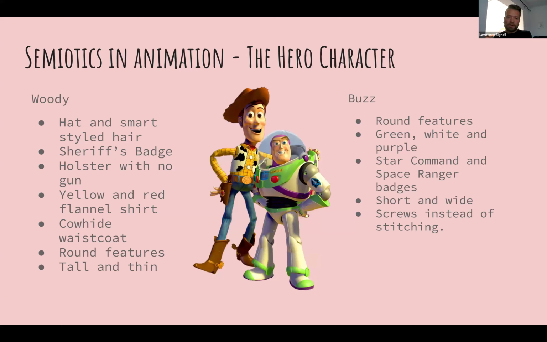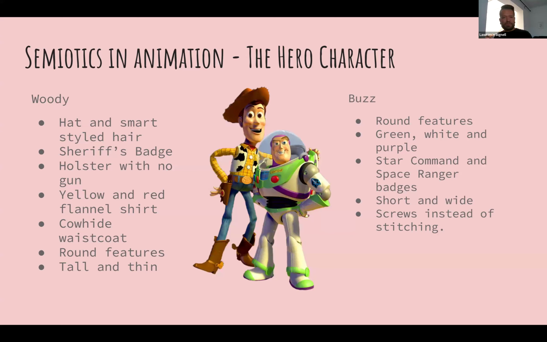Woody on the left here has smart and styled hair. He's got a sheriff's badge, and he's got a holster with no gun. He also wears a nice, smart kind of cowhide waistcoat and a lovely clear belt buckle with a little buffalo on there. Woody's quite concerned with his appearance, and he wants to be seen as the leader of the gang.